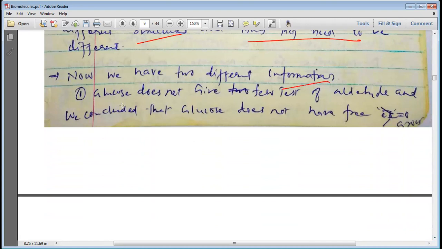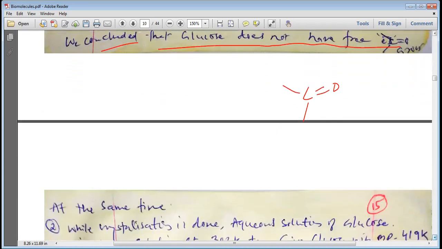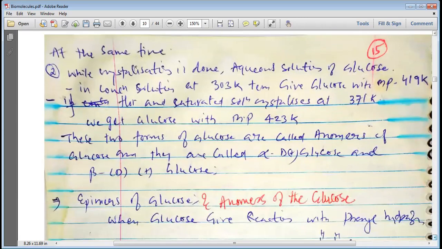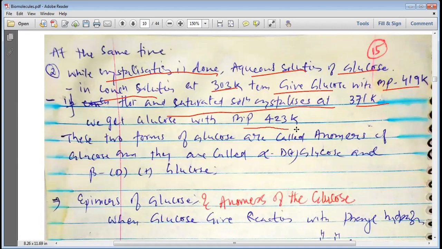Glucose does not give a few tests of aldehydes, and we conclude that glucose does not have a free carbonyl group. This carbonyl group present in glucose is not always free. That means it must be sometimes in the combined state. At the same time, when crystallization is done, aqueous solution of glucose in concentrated solution at 303 Kelvin gives glucose with melting point 419 Kelvin, whereas in hot concentrated solution at 371 Kelvin, we get glucose that has the melting point of 423 Kelvin.